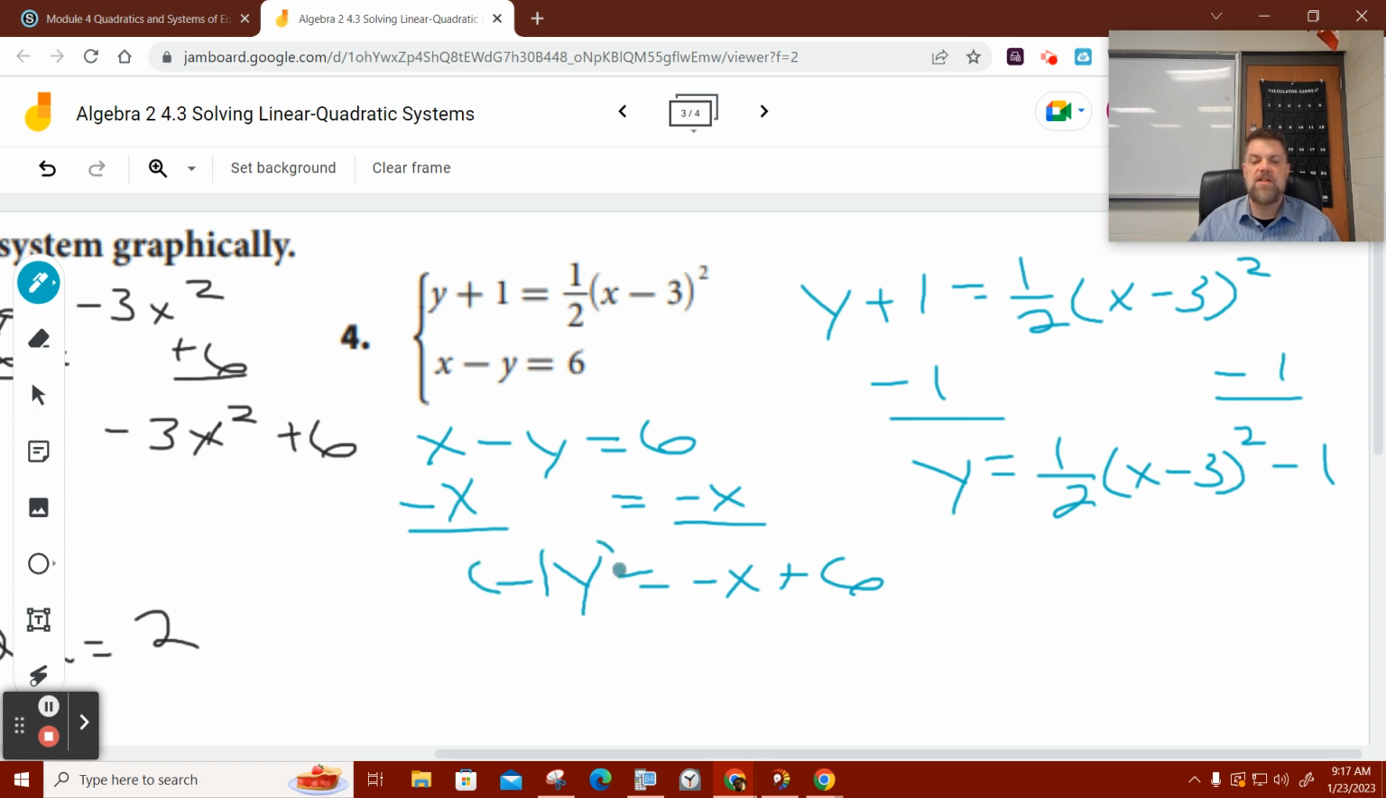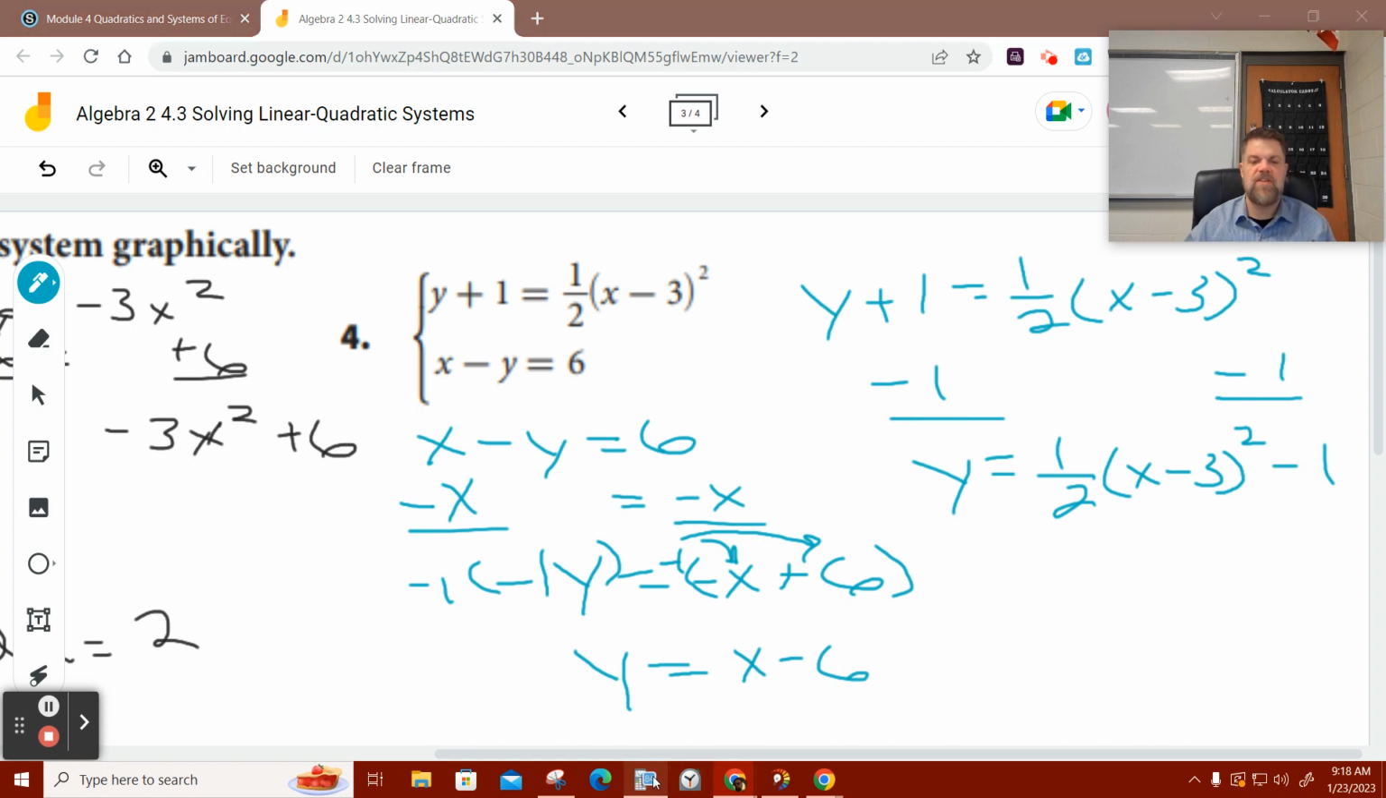So if I take this term and I multiply by negative 1, remember I got to do that over here. Now the beauty of multiplying by negative 1 is it just changes the sign, right? So negative 1 times negative 1 is a positive 1. Positive 1 times y is just y. What's negative times negative? Positive. So negative 1 times negative x just becomes a positive x. What's negative 1 times positive 6? Negative 6. So those are my 2 equations.